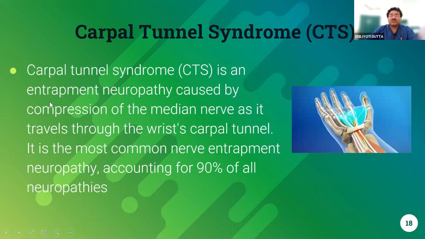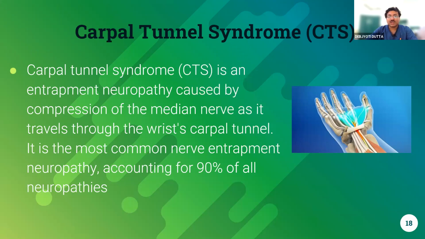So what is carpal tunnel syndrome? Carpal tunnel syndrome is an entrapment neuropathy caused by the compression of the median nerve as it travels through the wrist carpal tunnel. This is the most common nerve entrapment neuropathy, accounting for 90% of all neuropathies. So it is that common.